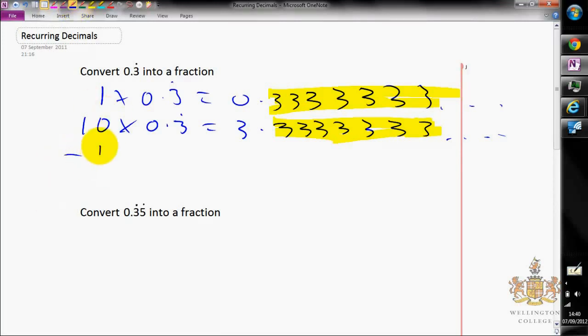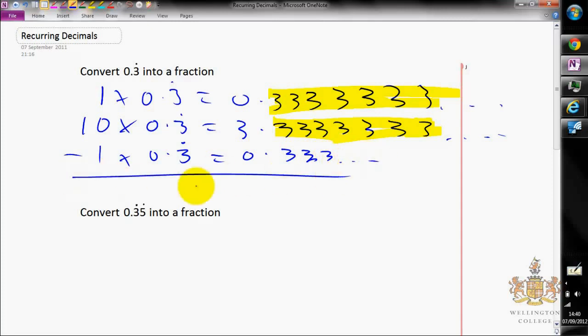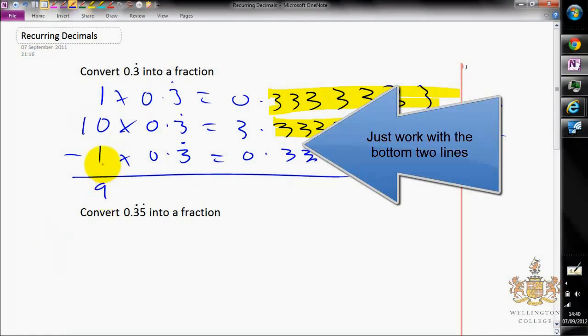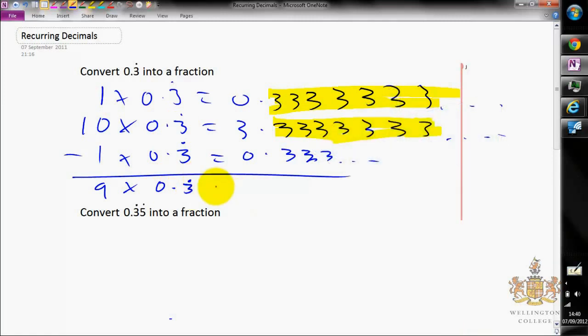So if we take away one lot of 0.3 recurring away from 10 lots, so just do the bottom 2 bits, one lot away from 10 lots is 9 lots. 1 away from 10 is 9 times 0.3 recurring equals 3 minus 0 is 3. Then all of this will cancel out with all of this to just leave you the 3. So from there we can see that 0.3 recurring will equal 3 divided by 9, which is equal to 1/3.